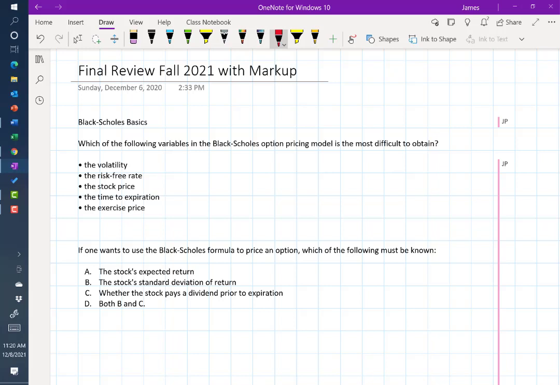Black-Scholes basics. So I sort of have a label as we go through of what these problems are covering. Let's look at the first one. Which of the following variables in the Black-Scholes option pricing model is the most difficult to obtain? Volatility, the risk-free rate, the stock price, time to expiration, or the exercise price. And of course, the answer here is the volatility. That is the only one that's not given to you that you can't just look up, that you're going to have to estimate.